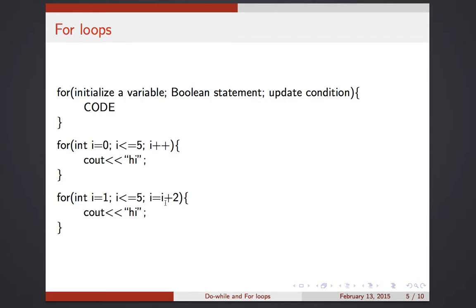and then I up the value of i by 2 again. Now i is 5, 5 is less than or equal to 5, so I run the loop again and I print hi, and then I up the value of i to 7, and now this statement here is no longer true, so I will break out of the loop. So this for loop here will print hi to the screen 3 times. Once for i equals 1, i equals 3, and i equals 5.